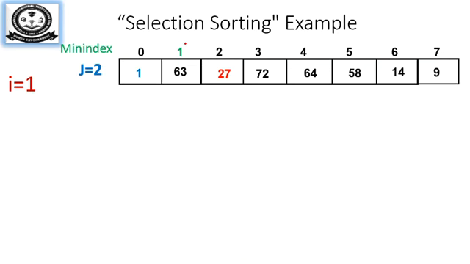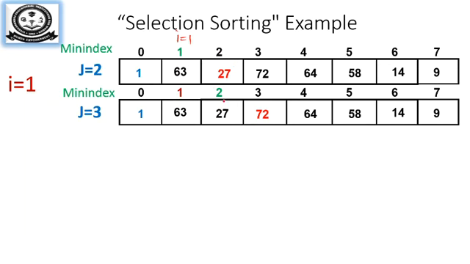So the first position will not be touched. I will be here, so I will be equal to 1, and min index also initially will be equal to the first position. Now we will compare with the rest of the elements other than the second position, that is second, third, fourth, 5, 6, 7 will be compared. If 27 is less than, min index will be updated. So 27 is less than, so min index is updated.